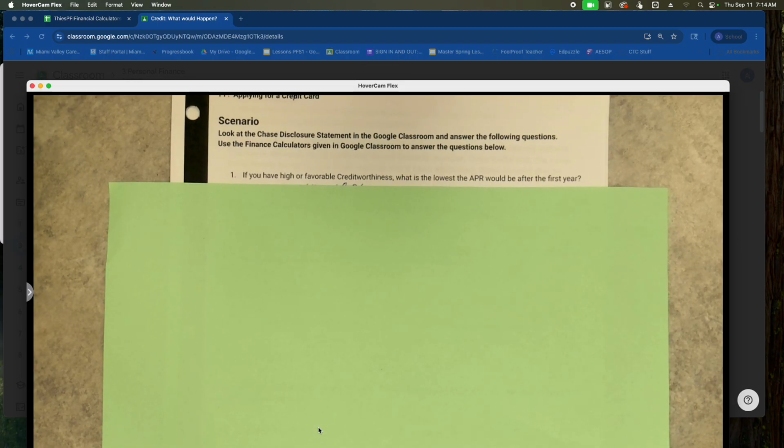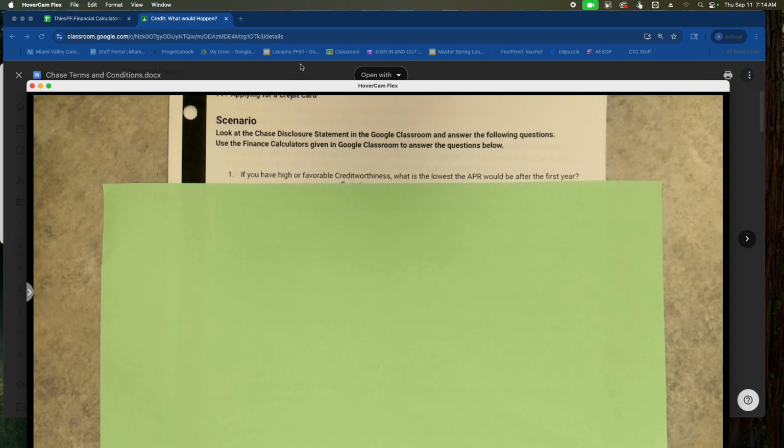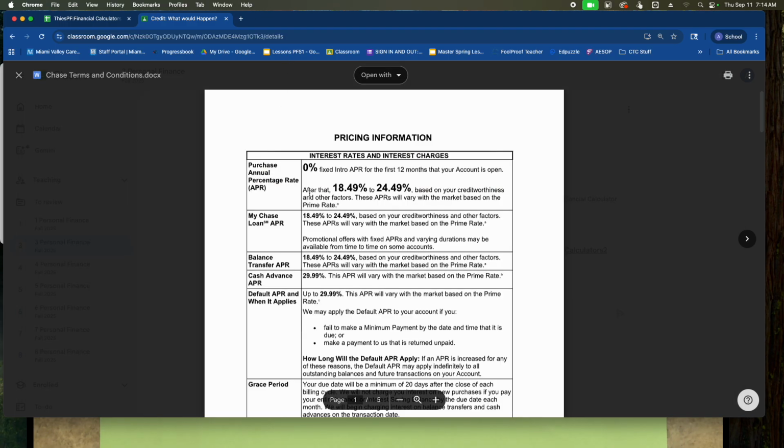if you have a high or favorable creditworthiness, what is the lowest APR you would get for the first year? If we look at this, it says that this particular Visa that we are applying for will give you 0% fixed intro for the first 12 months. After that, which one of these rates will we get? If we have a very high favorable, we'll always get the lowest one. So we're going to get 18.49. So that is going to be your answer for number 1.